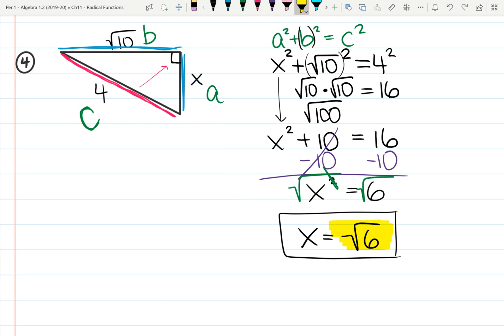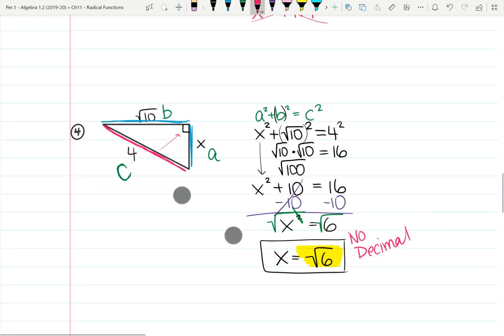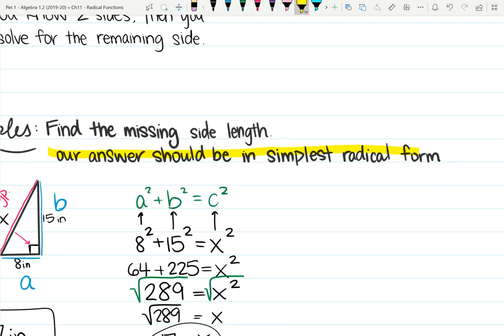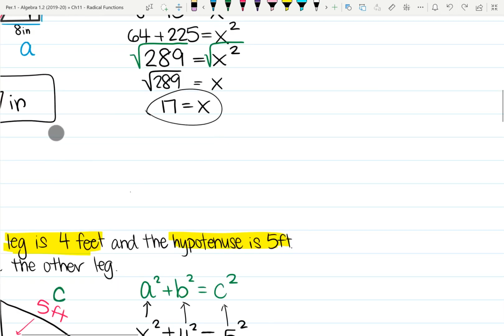Again, we are not rounding, so no decimals in this case. You leave it in square root format. The only time I might ask for decimals is maybe in a word problem, so you have to make sure you read the directions. But my directions here, if you remember from the very top, I'll even scroll, was that I wanted you to leave your answer in simplest radical form. Your answer should be in simplest radical form. So that's what we need.